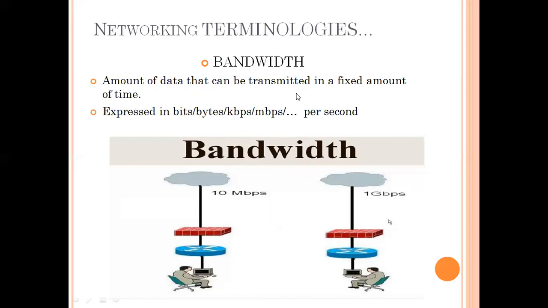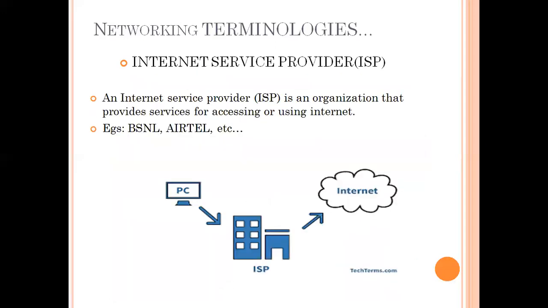Per second, per minute, your time is fixed, and in that fixed time, the amount of data that is transferred through your network gives the bandwidth. Okay, so it could be in bits, bytes, kbps, mbps, gbps, anything per second. So just remember the definition, that the amount of data that can be transmitted in a fixed amount of time is called bandwidth.